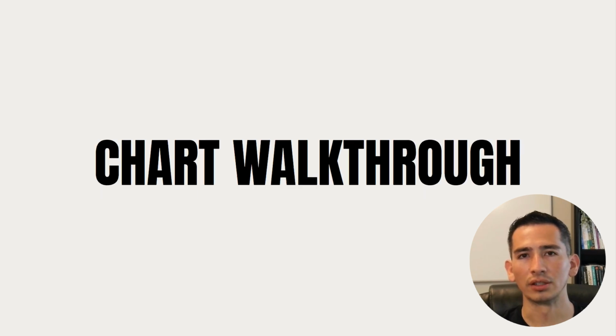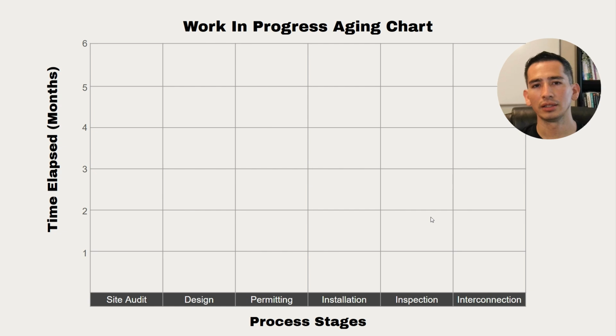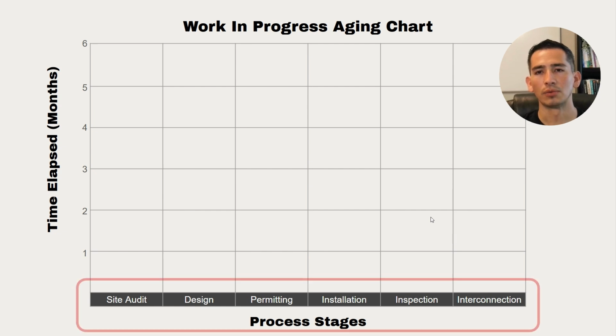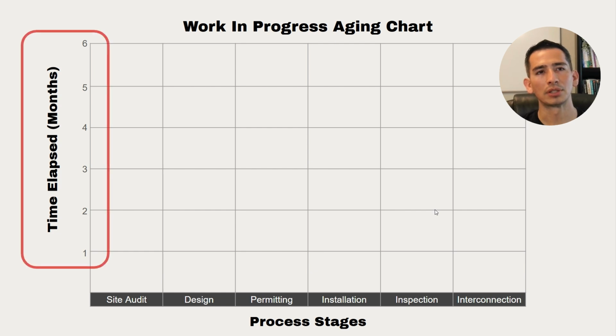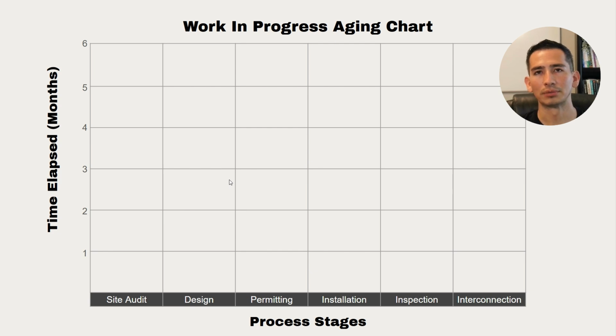Okay, let's get started. For the chart walkthrough, at a high level, it looks like a scatter plot where the x-axis is the process stages. In this example, I'm using a typical residential solar process, but you can use any process you want, like software development, customer onboarding, etc. Basically, anything that you can split up into linear phases. And on the y-axis, we have time elapsed. Again, in this example, because it's a solar process, I have it set to months, but for something like software development, you might only be looking at days or weeks at most.